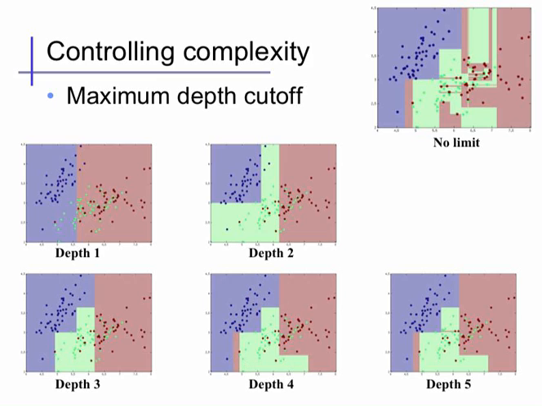Depth 4 has up to 2 to the 4th regions being predicted. Depth 5 up to 2 to the 5th. And if we are willing to go on without any limit, we end up with this much more complex looking function up here on the top right. So setting a depth parameter can act to control the complexity of the function that can be learned.